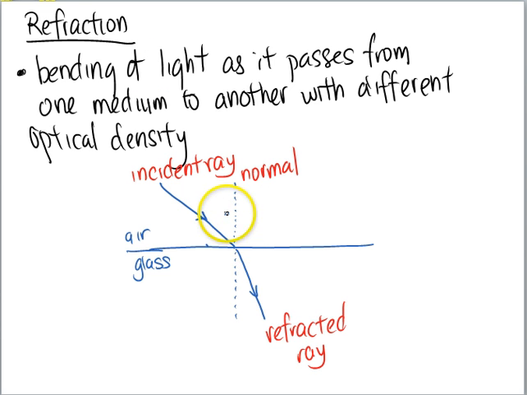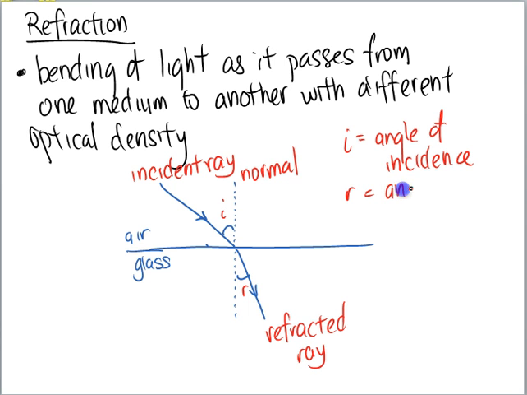A few more things to take note of here. You have your angle here, and your angle here. Angles are always measured from the light ray to the normal. This angle is known as i, and this angle is known as r. In this case, this is refraction. So i is known as the angle of incidence, while r is known as the angle of refraction. Just take note, r stands for the angle of refraction. So this is the introduction to refraction.